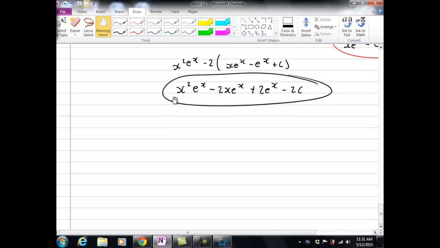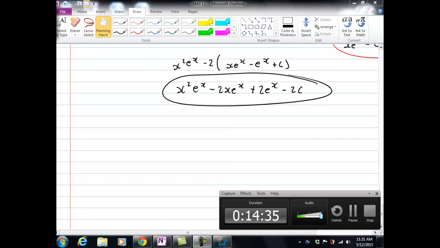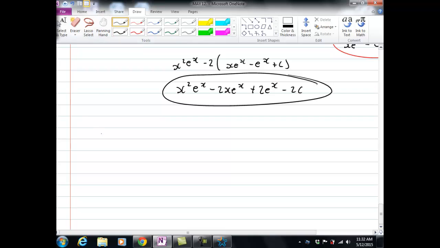What if I give you this? Give me 1 second, I'll pause it. The integral of cos^4 x sine x dx. I'm going to pause it.